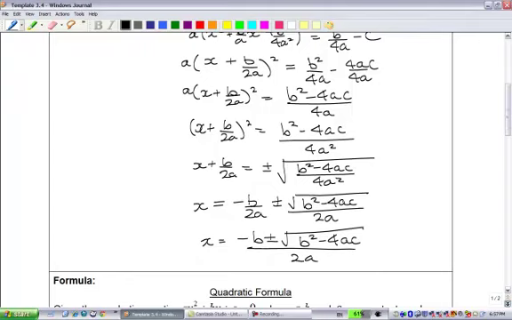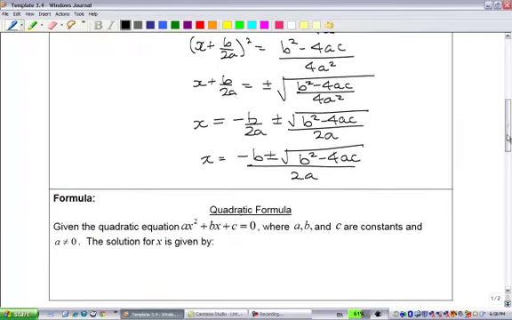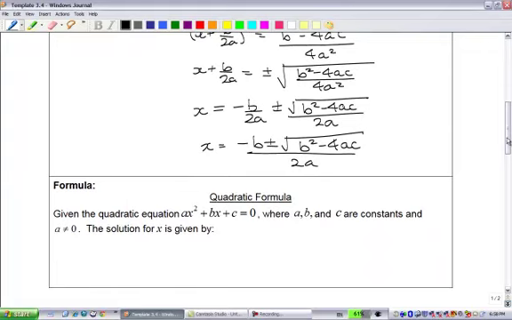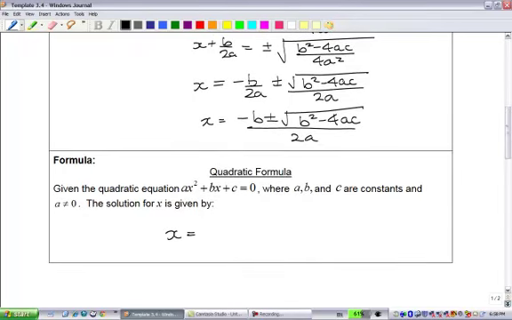A little bit of a complex formula, I admit, lots of pieces to it, kind of square root, that sort of thing. Notice because of the plus or minus that we do end up with two possible roots. So, given the quadratic equation ax squared plus bx plus c equaling 0, where a, b, and c are constants, and a does not equal 0, the solution for x is given by, well, what we just saw above. x equals negative b plus or minus the square root of b squared minus 4ac all over 2a. So that's a really handy formula. You're going to have to remember that.